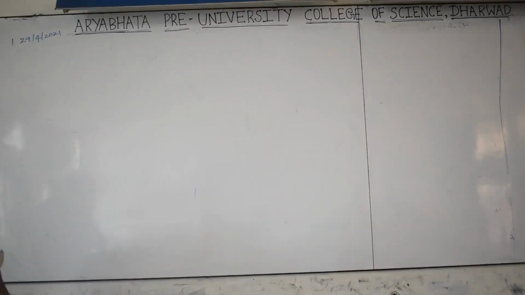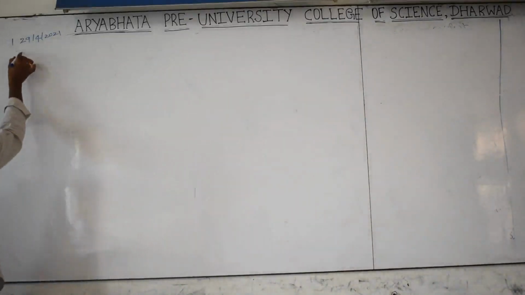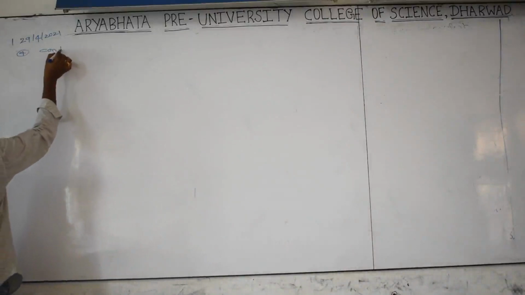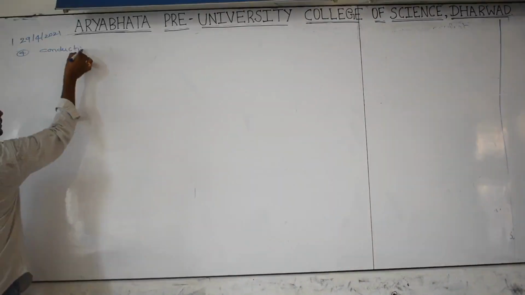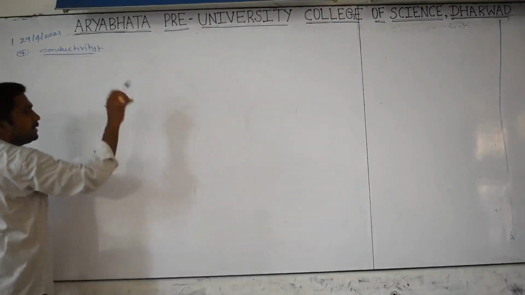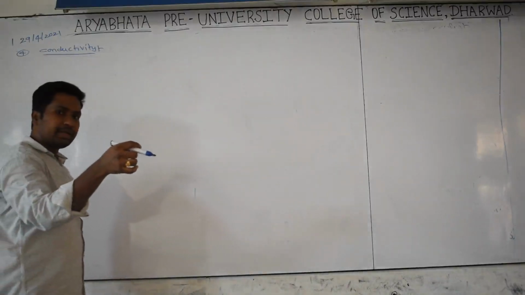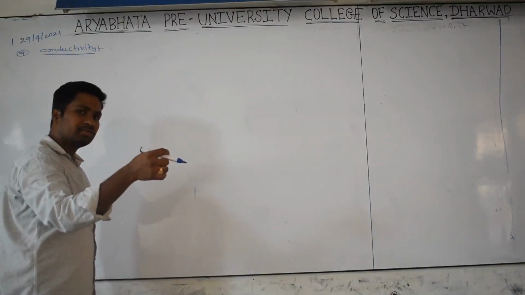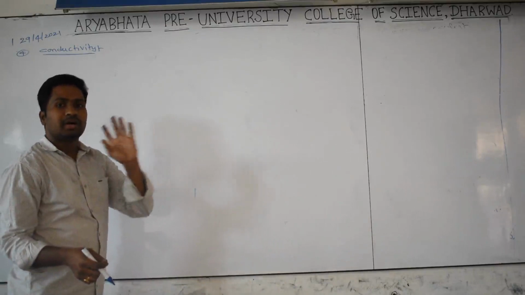The fourth property of covalent compounds is conductivity. Already you know conductivity means if you take any substance and send heat energy or electrical energy through it, it passes because of ions or electrons.